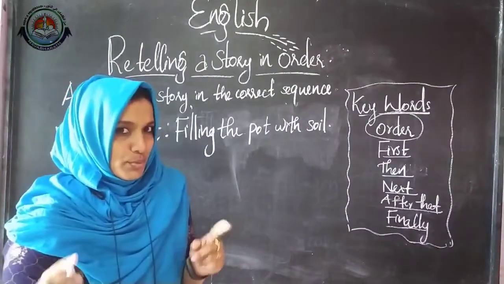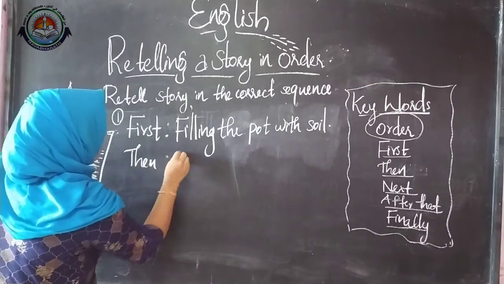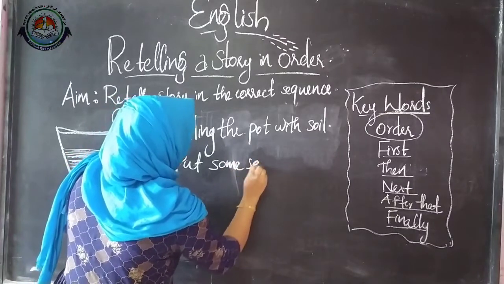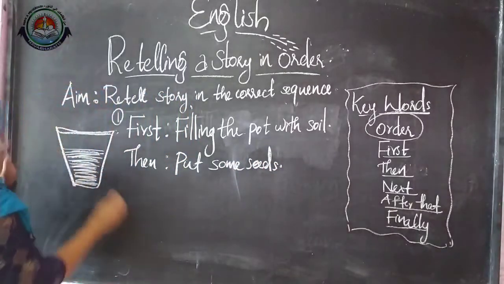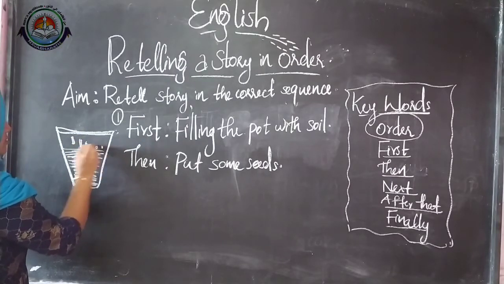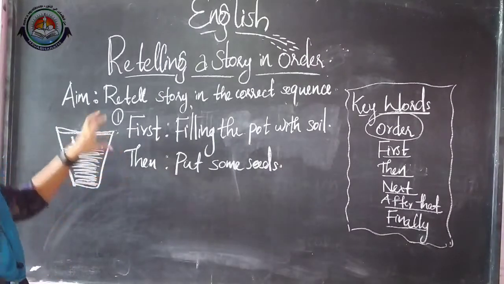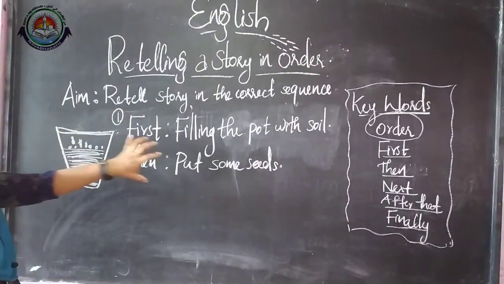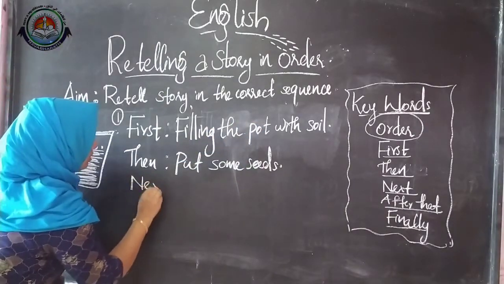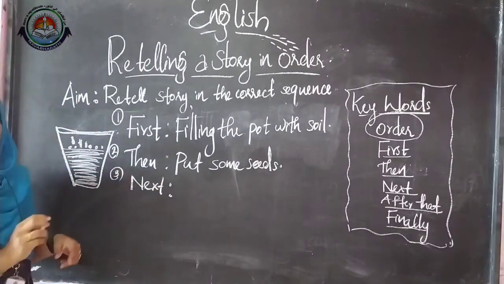Then what do you have to do? Yes, then you have to put some seeds, right? Then let's put some seeds inside this. Actually, this is the seeds, okay? For understanding, that is why I am drawing this. So this is the seeds. After filling the soil, you have to put some seeds. This is number 2.